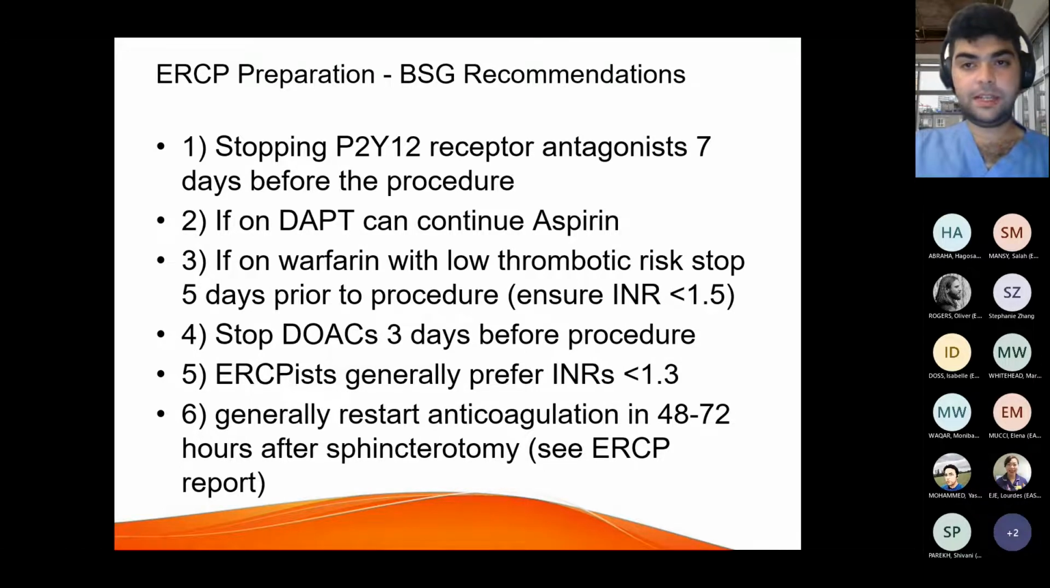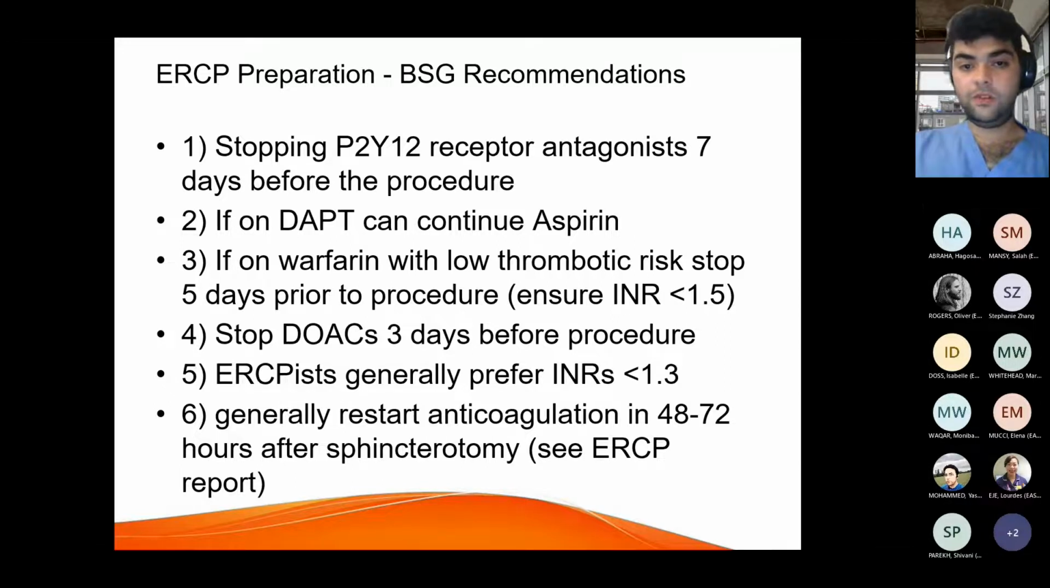Recently, we've changed the guidelines on what to do with antiplatelets and anticoagulants in preparation for an ERCP. Before, anyone on a P2Y12 antagonist like clopidogrel or ticagrelor would have to stop 5 days before an ERCP. Now that's changed to 7 days. If people are on dual antiplatelet therapy, you can continue the aspirin.